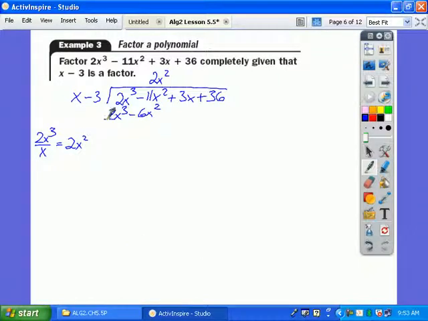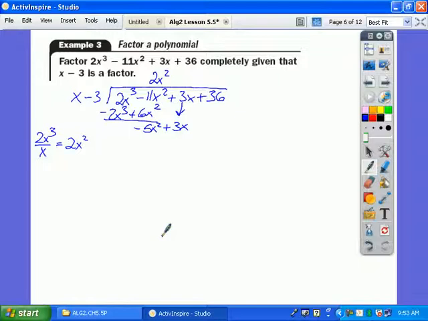Now we subtract. Subtraction means change the signs. This is negative 5x squared plus, go ahead and bring down the 3x. Okay, bring down the 3x. At this point, we've done an entire loop. We've gone through all the steps.